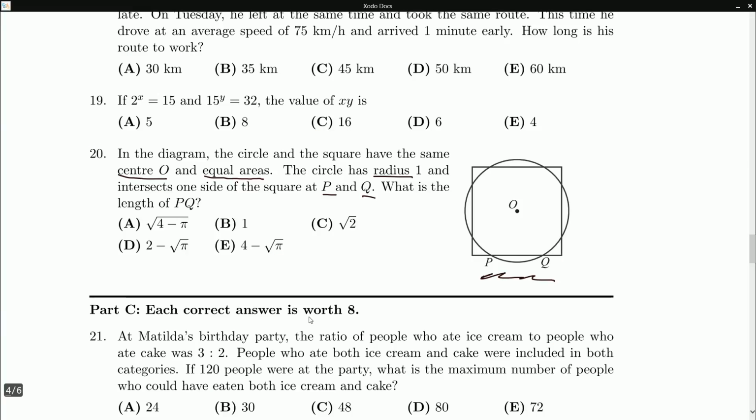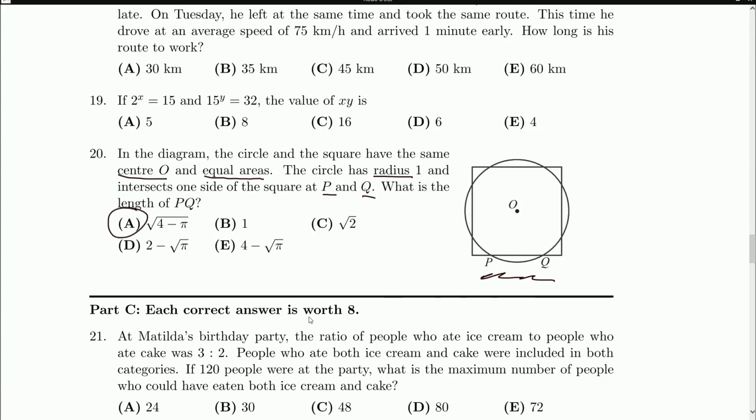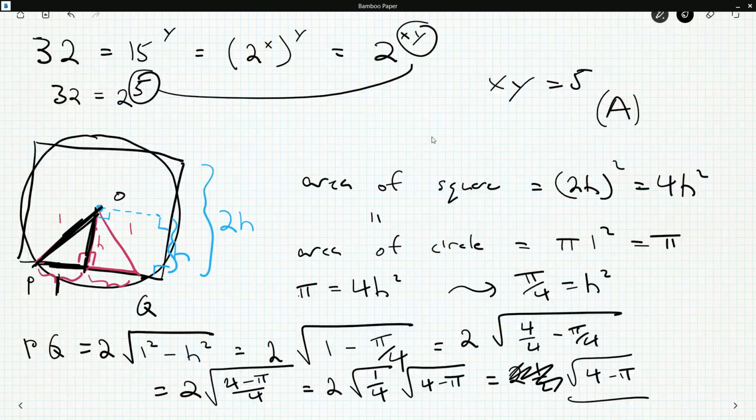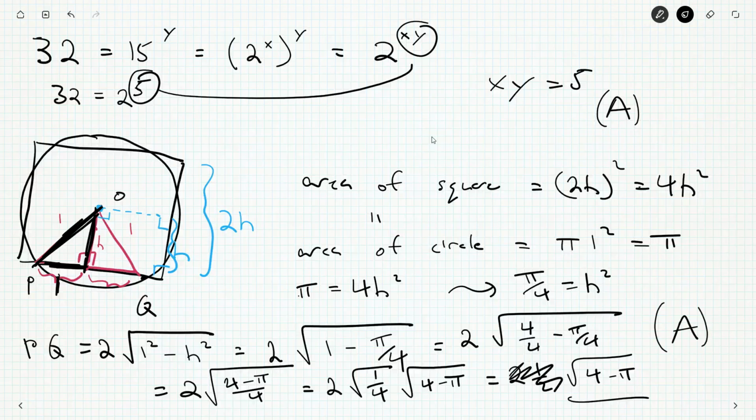Is that one of the answers? There it is. It's A. Just like 19 was up there. Nifty. All right, and that finishes off question number 20.